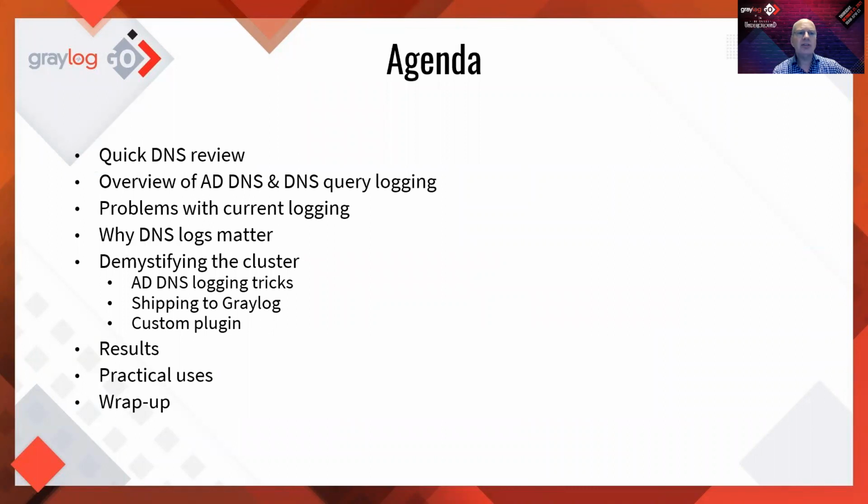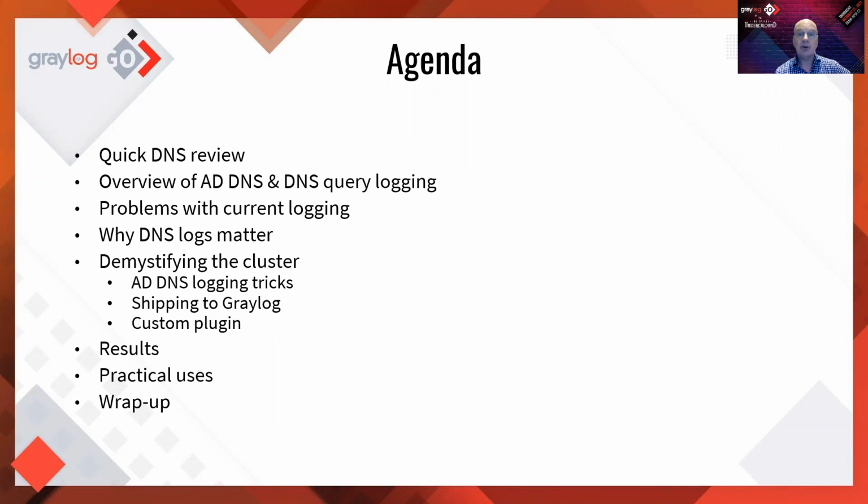Let's first look at our agenda. We're going to do a quick DNS review. We're going to do an overview of AD DNS and DNS query logging, or otherwise known as DNS debug logging. We're going to look at some of the problems with that current logging. We're going to look at why DNS logs matter. We're going to demystify some of that cluster, looking at some AD DNS logging tricks, shipping that data to Graylog, and using a custom plugin that was written in Java. We're going to look at the results. We're going to look at some practical uses and have a wrap up.